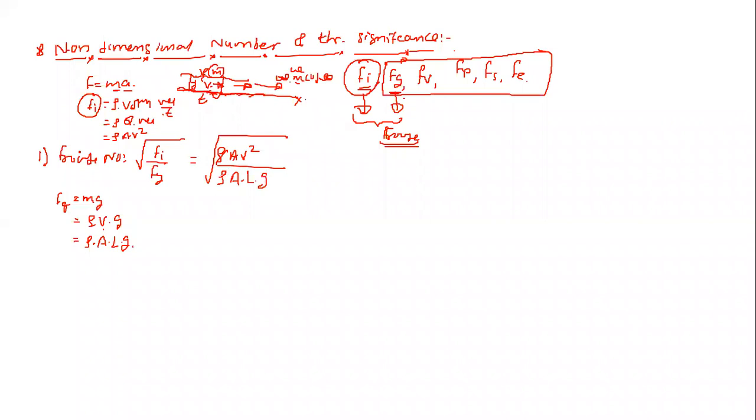So density and area get cancelled. So what else remains here? That is V square divided by L into g, and we used to write as V divided by square root of Lg. But in case of the pipe flow phenomenon, whenever we used to come across, then instead of the L we used to consider the D.